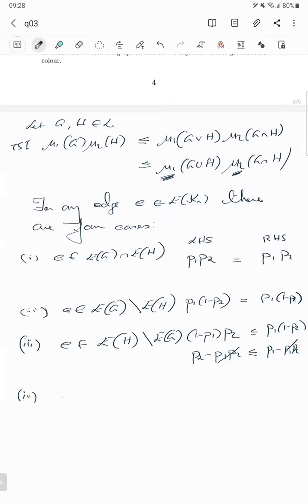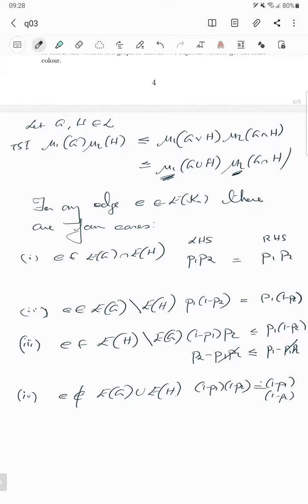And the last case is when E is not in E of G. E is neither in E of G nor in E of H. In this case, the left-hand side will be 1 minus P1, 1 minus P2. Right-hand side will also be the same, 1 minus P1, 1 minus P2. So in fact, it is an equivalence.